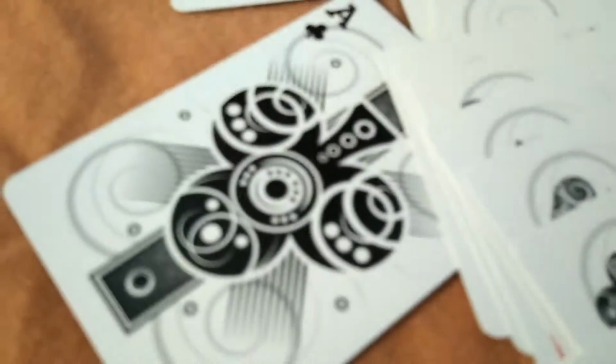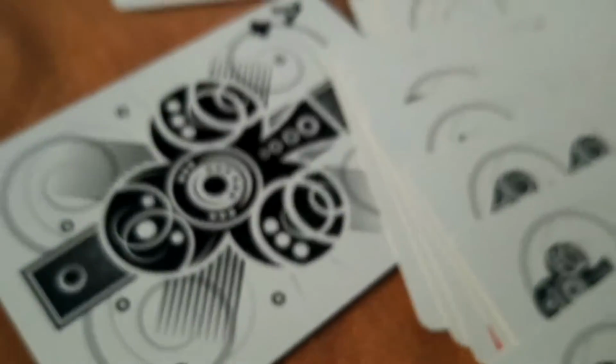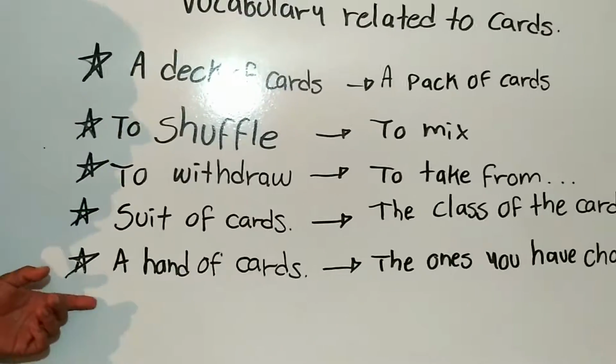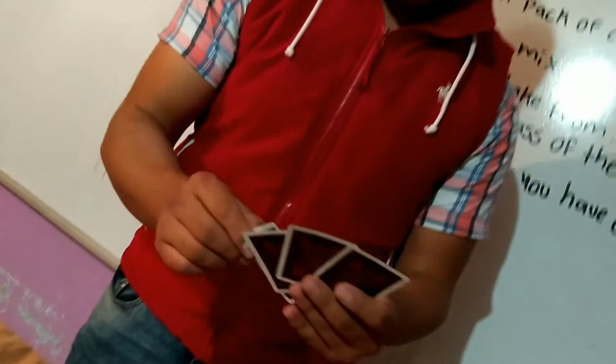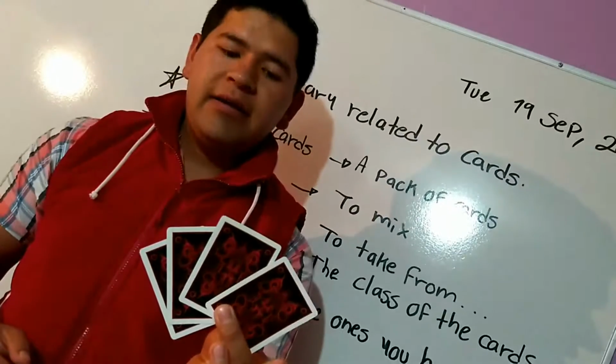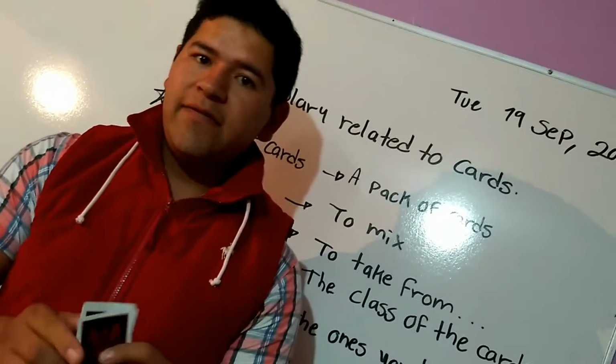As we can see in this colorful poker deck, we have 4 classes or 4 suits of cards. Number 1 is the Ace of Hearts. Number 2, the Ace of Diamonds. Number 3, the Ace of Spades. And finally, number 4, the Ace of Clubs. And then our last word of vocabulary is a hand of cards. A hand of cards is related to the ones you have chosen, you have withdrawn previously. As you can see, they are in my hand, so that's why they are a hand of cards. Interesting, isn't it?